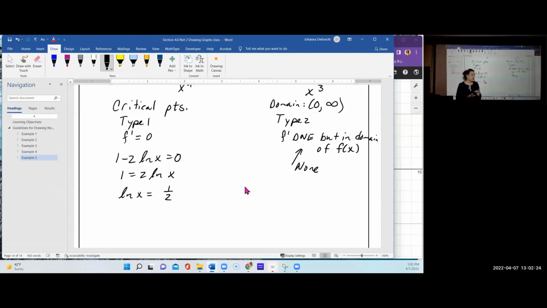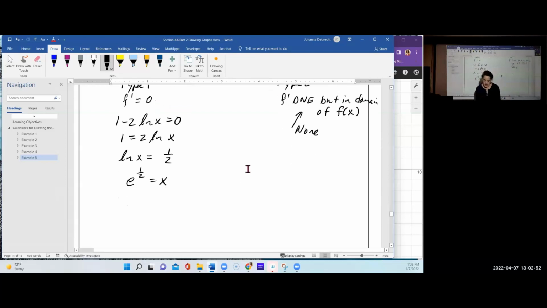Now we want to switch this into exponential form. So this is more of your college algebra coming back again, or pre-calculus if you took that in high school. Hopefully you did. But if not, we have the base e, the power is 1/2, and it equals x, the answer part. So e to the 1/2 power equals x. So that's our critical value. So we do have a critical value. It's just not a particularly lovely one.